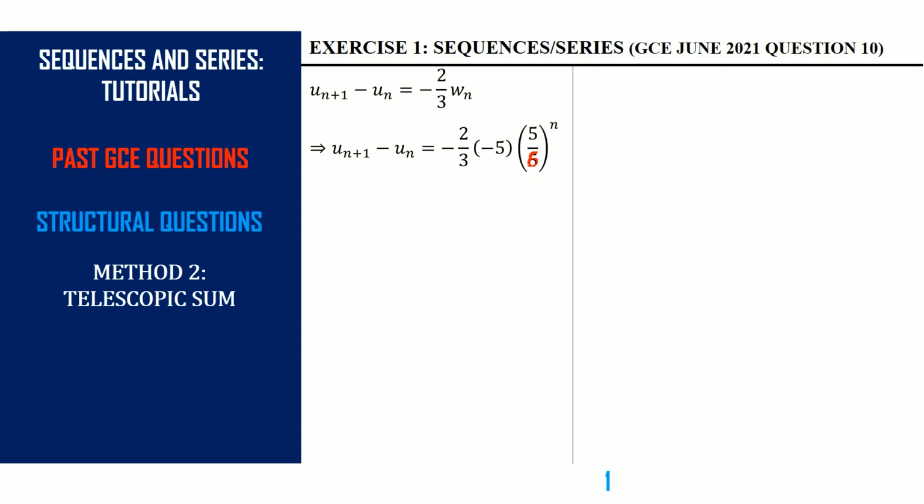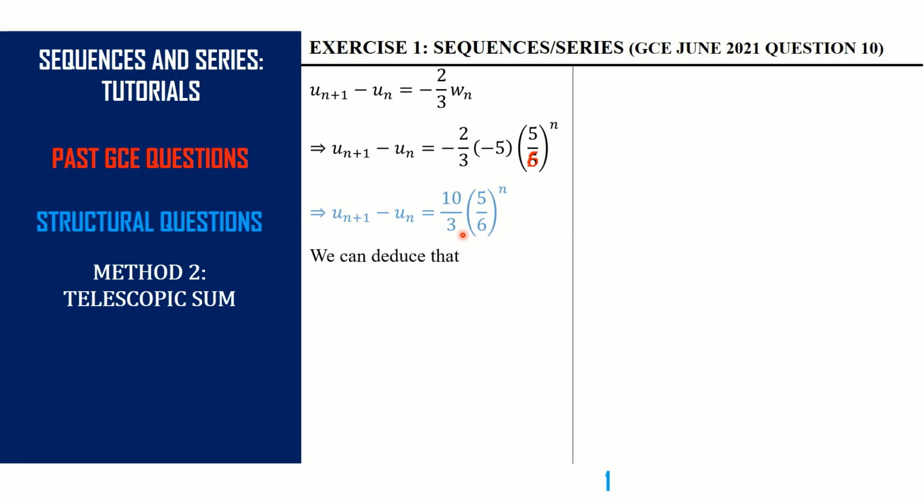So we have our u of n plus 1 minus u of n is equal to negative 2/3 times negative 5 times 5 on 6 all that raised to the power n, because negative 5 times 5 on 6 all that raised to the power n is our w of n. So our u of n plus 1 minus u of n is 10 on 3 times 5 on 6 all that raised to the power n. We even saw this when we were proving by mathematical induction.